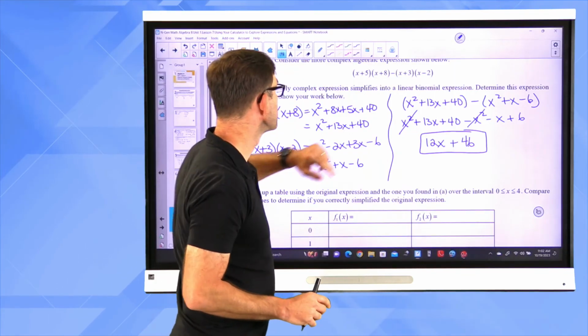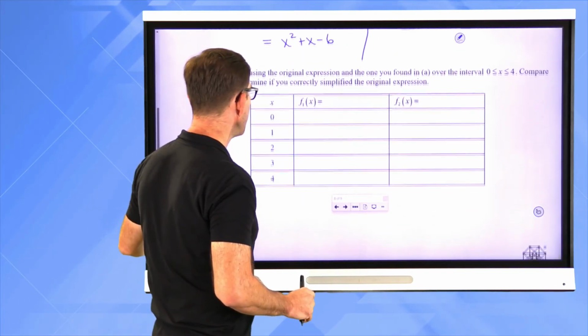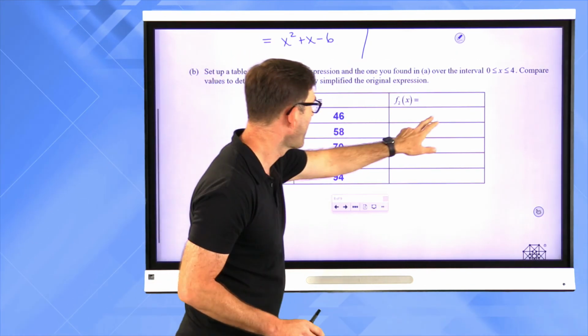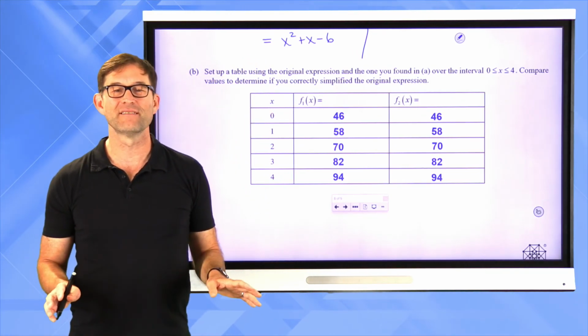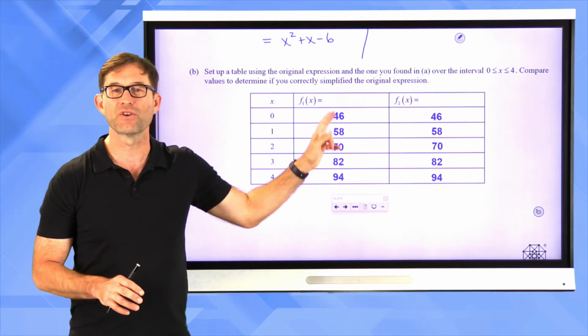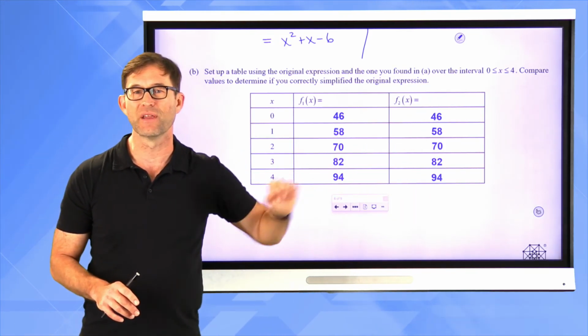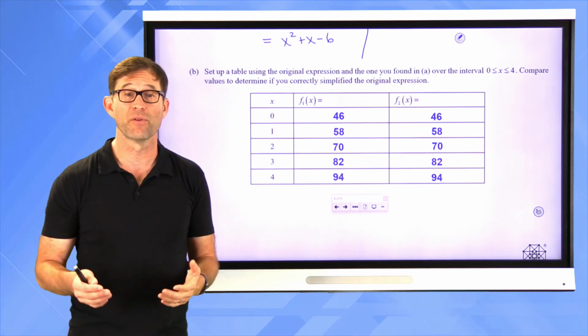Let me minimize this, go back here, and again, the idea is if we wanted to fill out our calculator screen, there they are. We would get exactly the same values in that table for both the complicated expression that we put in F1 and for the less complicated expression that we put in F2, and what that is showing us is that we did our simplification correctly.